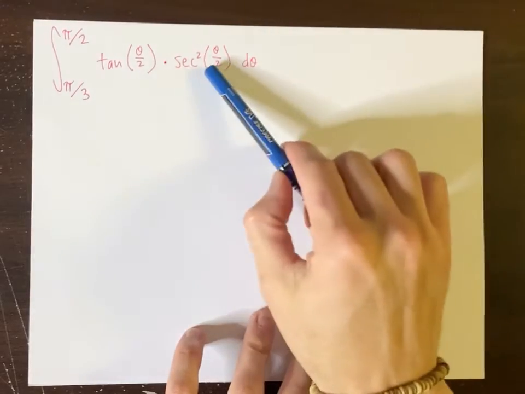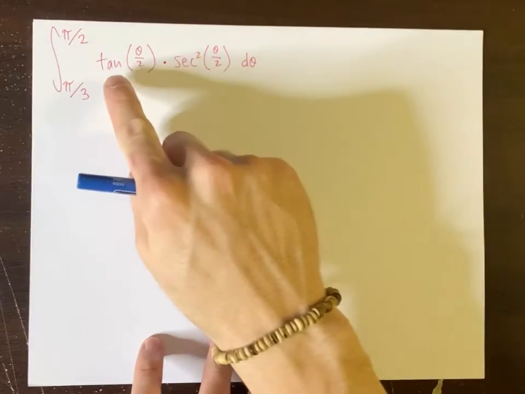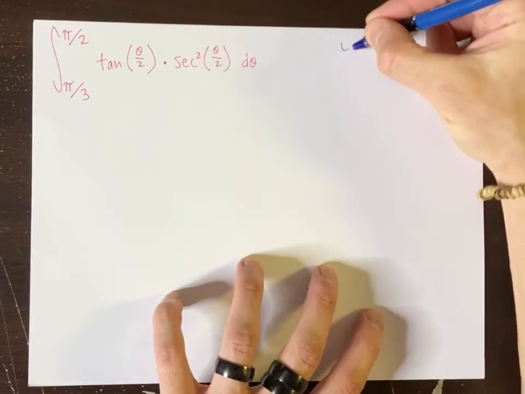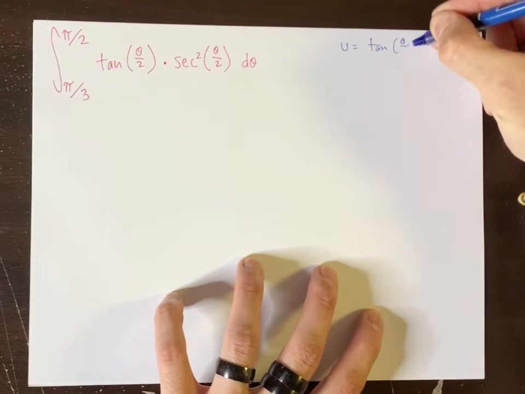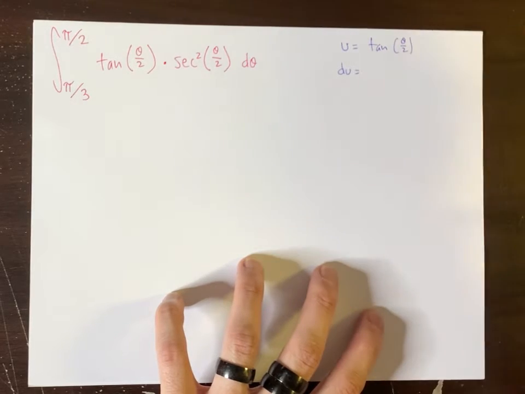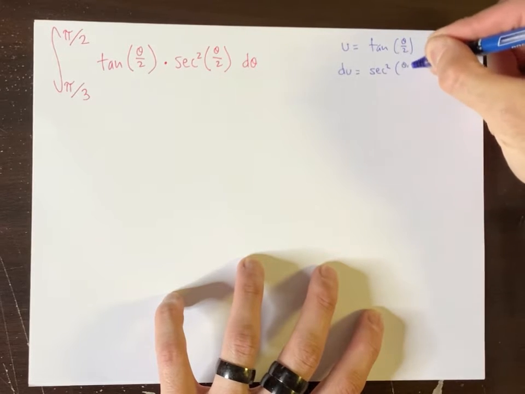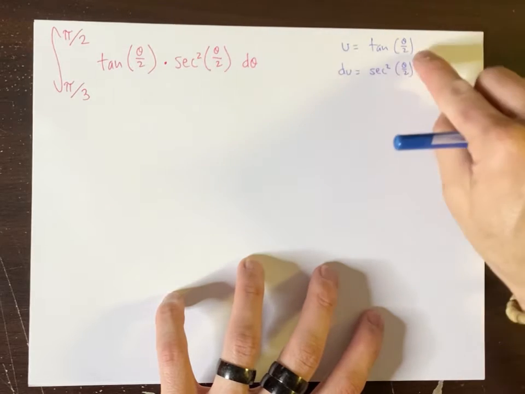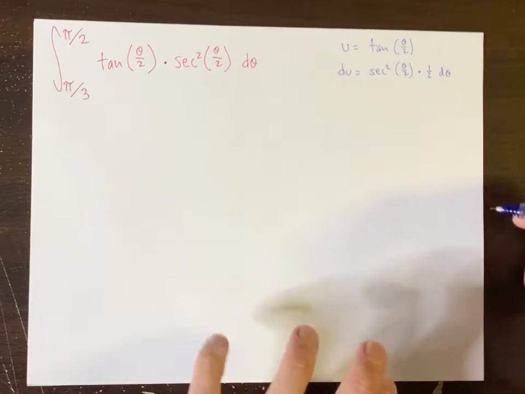Okay, looking at this problem, I'm thinking right away to make a u substitution because I recognize that the derivative of tangent is secant squared, so that should work out nicely. So why don't we let u equal the tangent of theta halves. Then right away du, the derivative of tangent is secant squared of the same thing times the derivative of the inside by the chain rule. And the derivative of that would be 1/2 d theta.